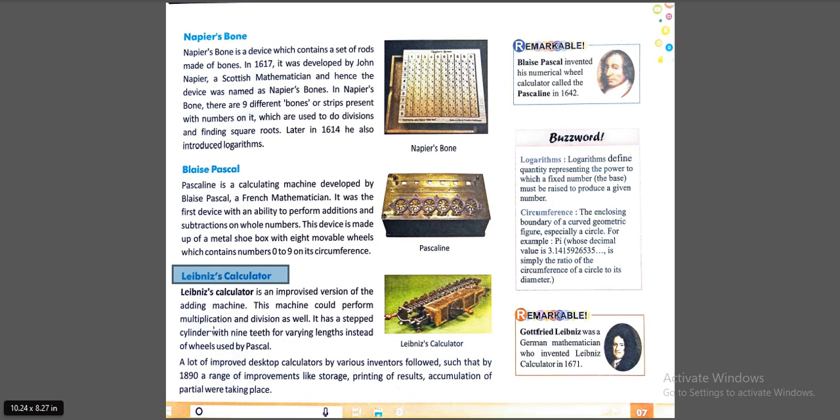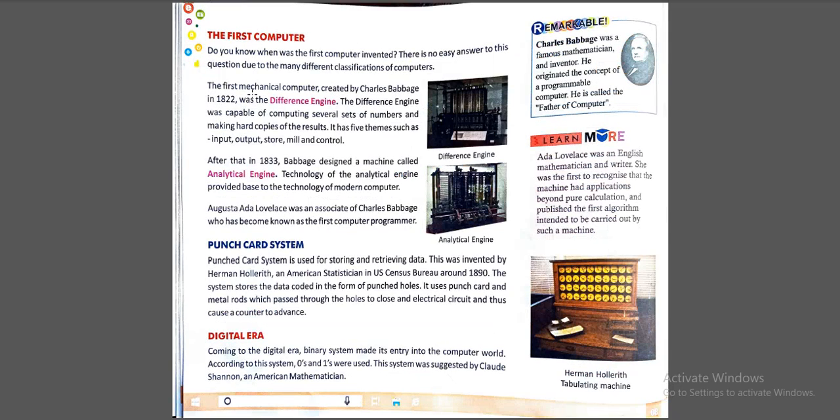In this, there are different varieties of teeth as well as the cylinder, by which they can do different arithmetic operations. A lot of improved desktop calculators by various inventors followed, such that by 1890 a range of improvements like storage, printing of results, accumulation and partial results were taken on. For these, different things were required for storing as well as for printing the results.